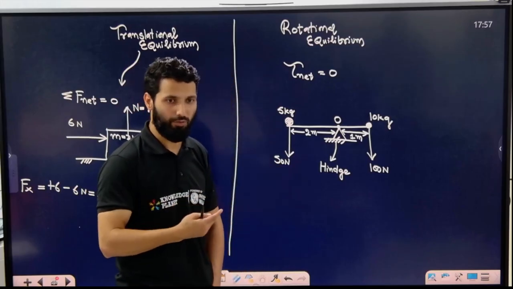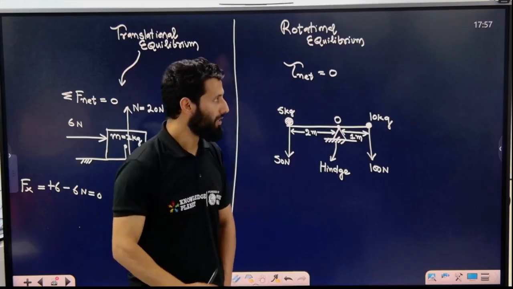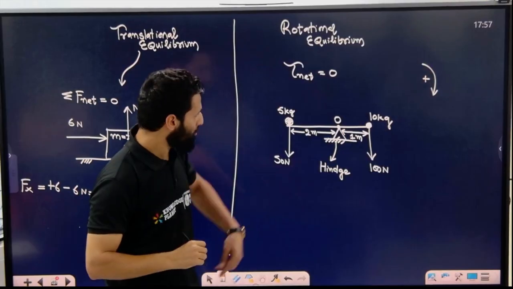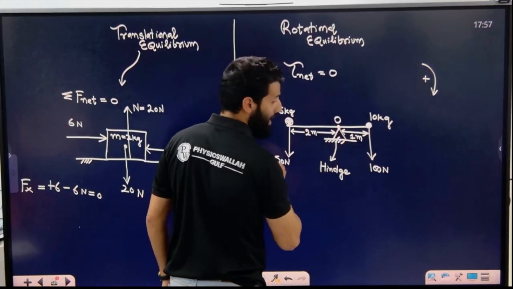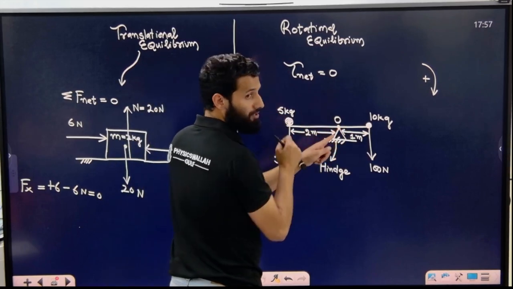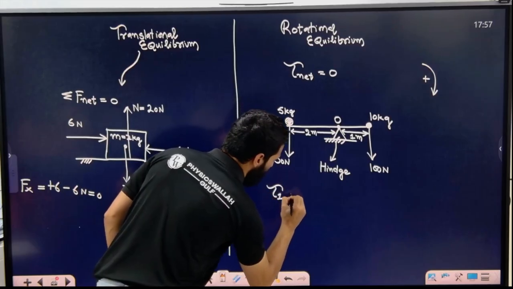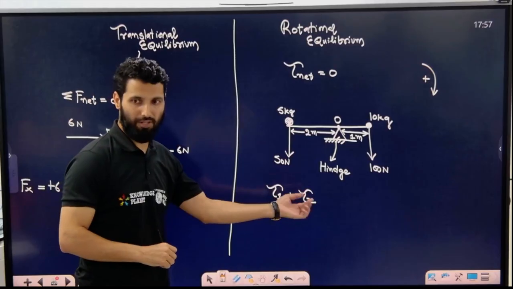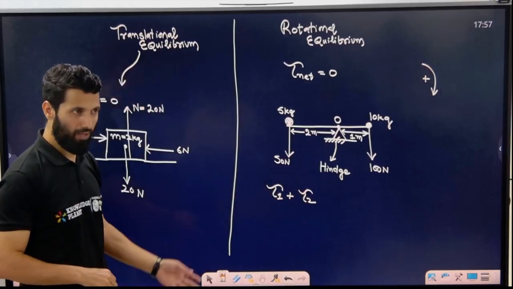We can take clockwise positive, anti-clockwise negative, or clockwise negative, anti-clockwise positive. Let's say we take clockwise positive. About this point, how many forces are acting? One force and another force at a distance of 1 meter and 2 meters. If I want to balance net torque, I will say T1 plus T2, adding all the rotational forces. If it is in equilibrium, it will become 0.